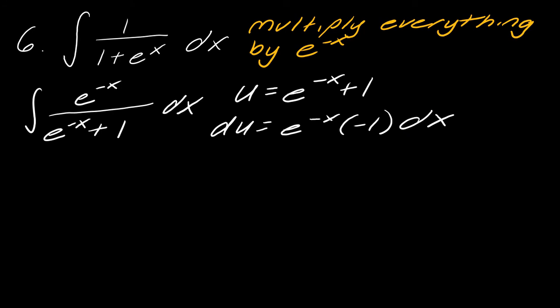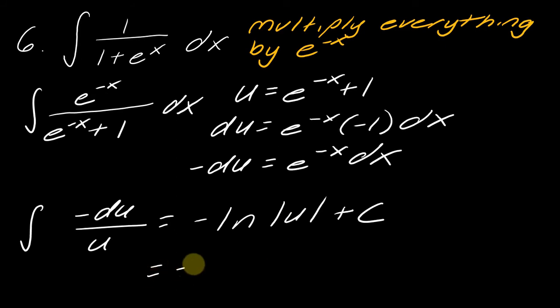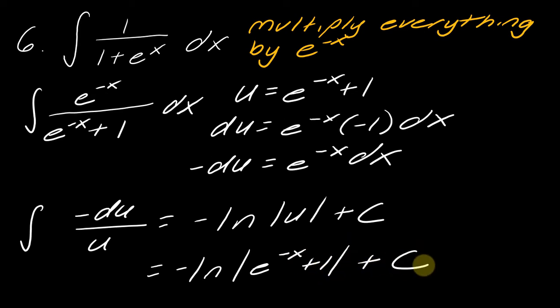So this I can manipulate into negative du equals e to the negative x dx, and now this part here, which was right here, that can all be substituted out. So if I do my substitution, now I get negative du over u. No problem, right? That one we can definitely finish. This is going to be the negative natural log of the absolute value of u plus c. So my final answer is the negative natural log of u, e to the negative x plus 1 plus c. So that's definitely a tricky one.